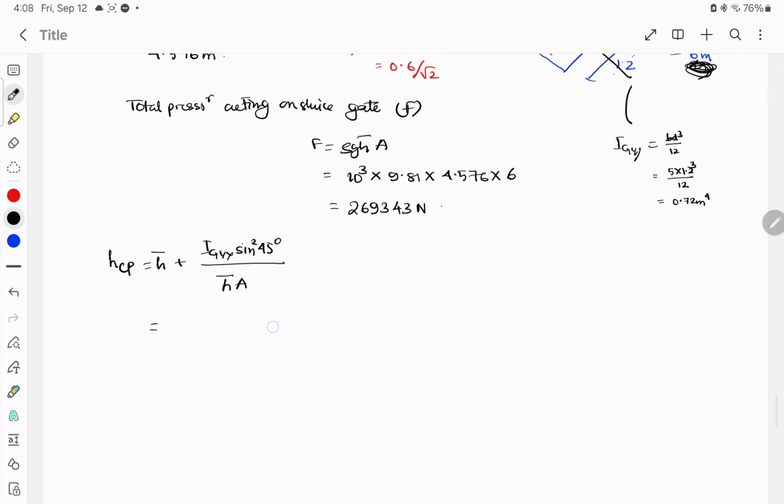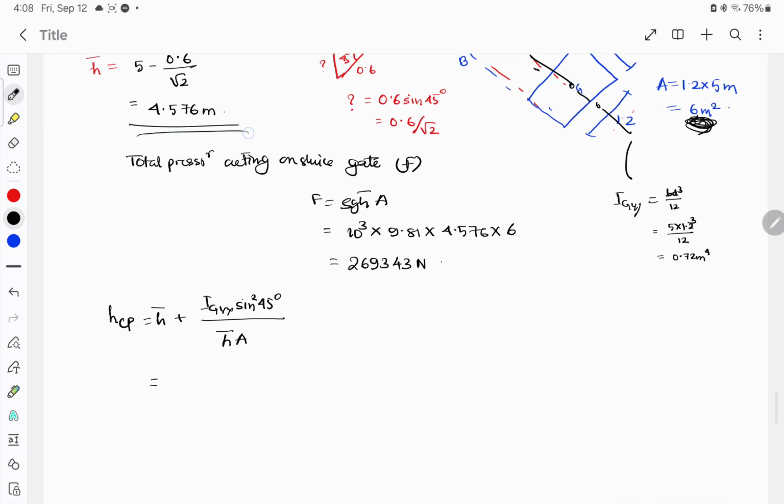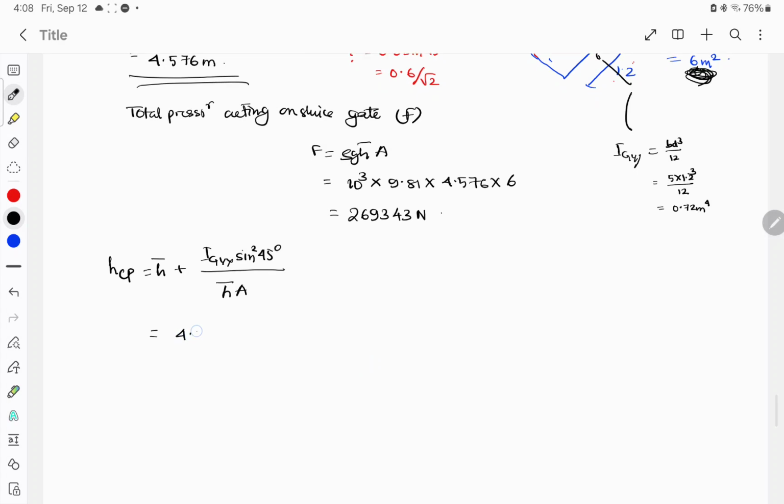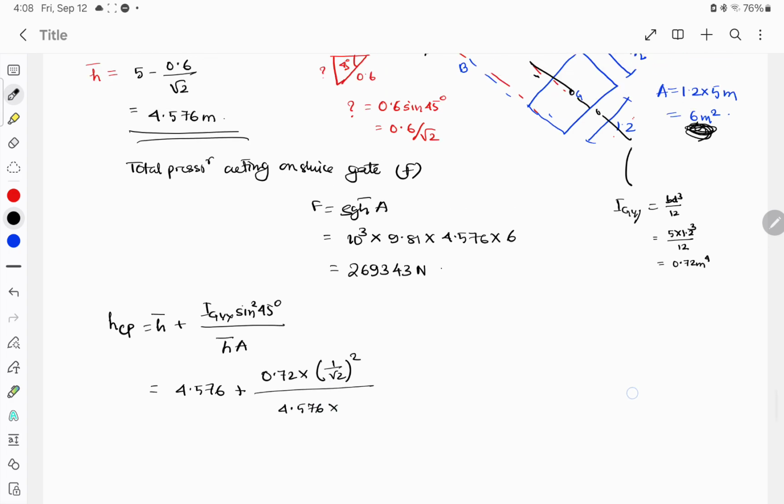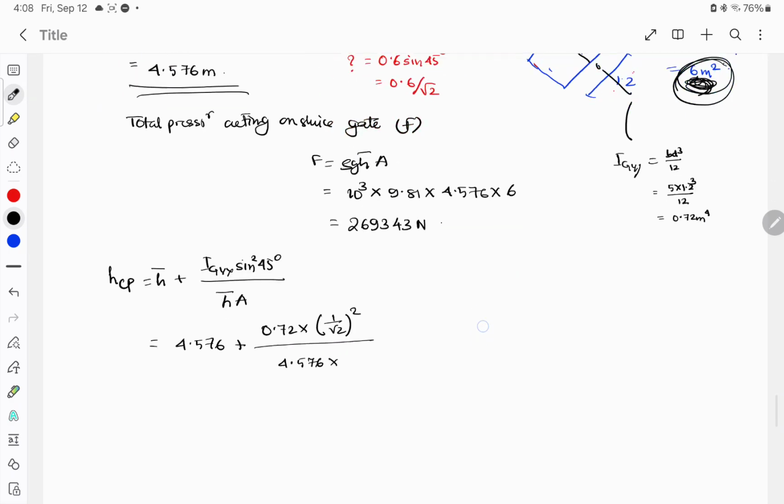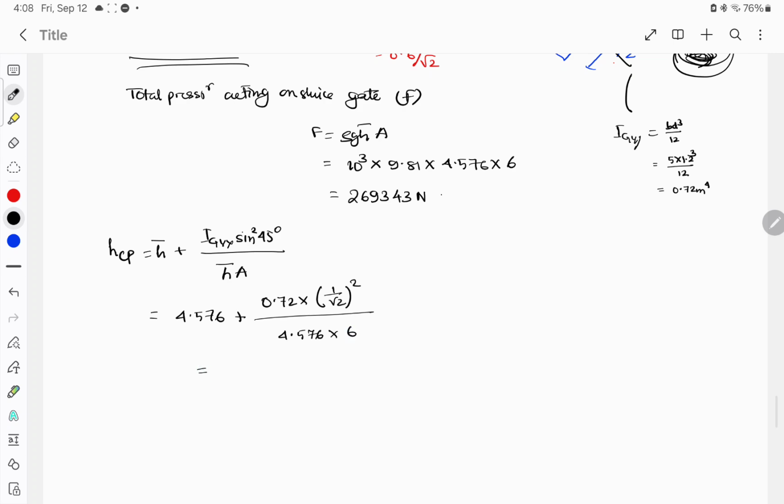So this is what we are getting, and now we can directly solve this. So h bar we have already calculated. H bar is how much? H bar is 4.576. IGYY is 0.72 into sine square 45 degree, that is 1 by √2 whole square, divided by h bar is 4.576 into area is how much? Area is again 6 meter square, so 6 we have calculated, and this comes out to be 4.589. Okay.